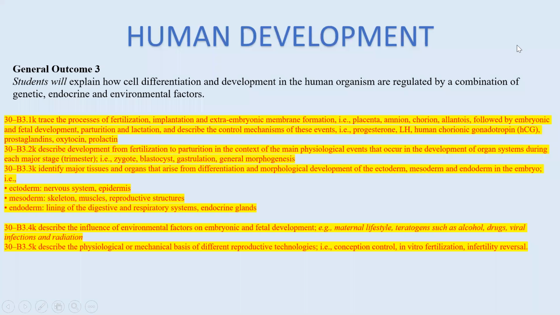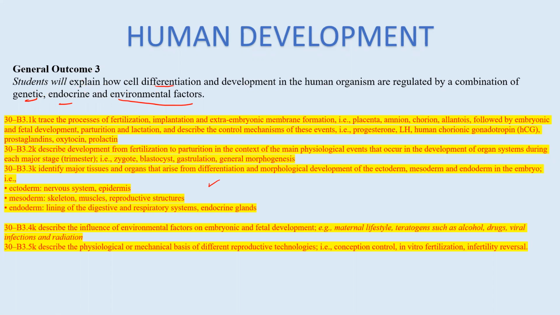Okay, we're into part two of reproduction and development. This is the second part, human development. Students will explain how cell differentiation and development in the human organism are regulated by a combination of genetic, endocrine, and environmental factors. And here are some of the specific things that we have to go through and identify.